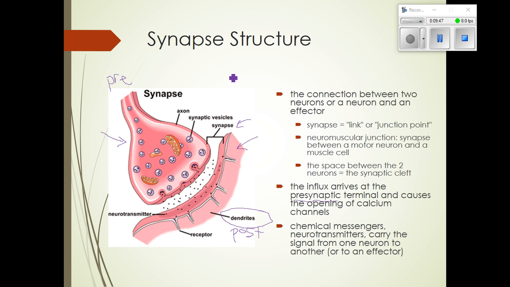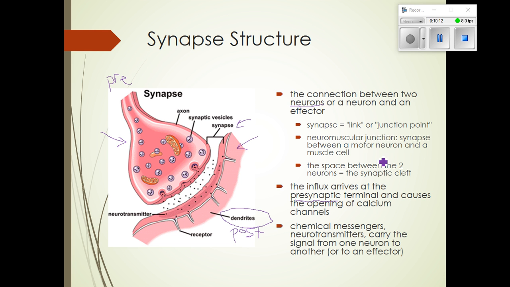Now, this is a picture of a synapse of two neurons. A synapse could be between two neurons or between a neuron and an effector. I'm showing you an example between two neurons. The word synapse means link, or junction point. We could have a neuromuscular junction. Those are pretty typical in the body. This is anywhere there's a synapse between a motor neuron and a muscle cell.